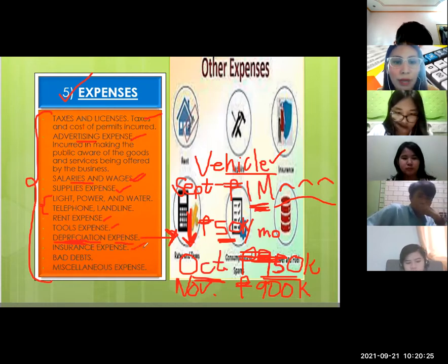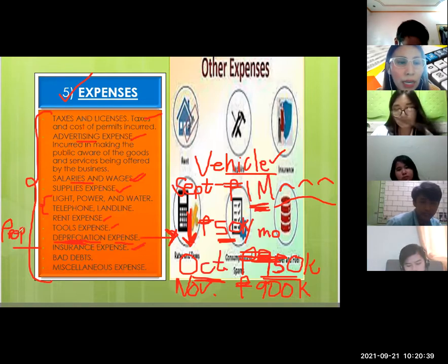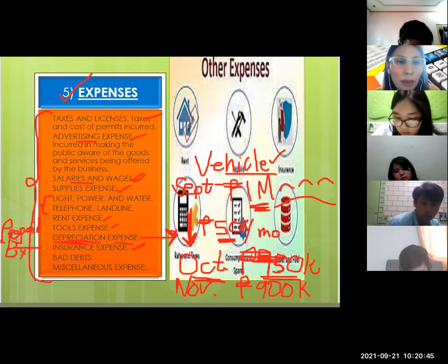Insurance expense, meron kayong babayaran ng mga interest in insurance. Those are expenses. Iba yung prepaid, ha? Iba yung prepaid. Prepaid is an asset. Okay? Basta may nakikita kayong prepaid, asset yan agad. Kahit may term siya na expense. Basta may term na prepaid. Okay? Prepaid. Those are assets.